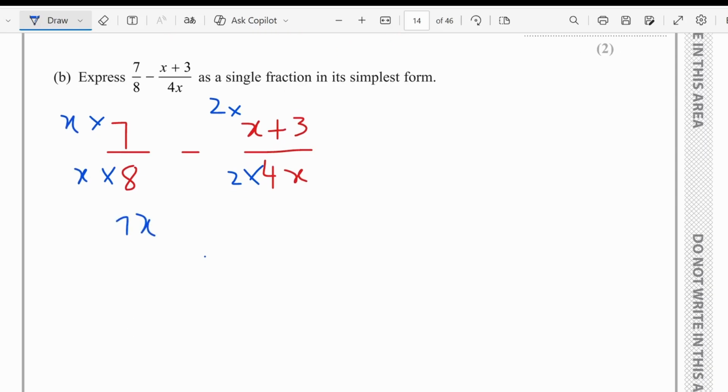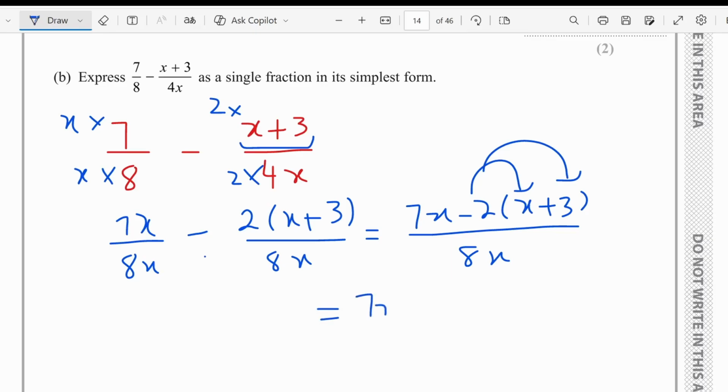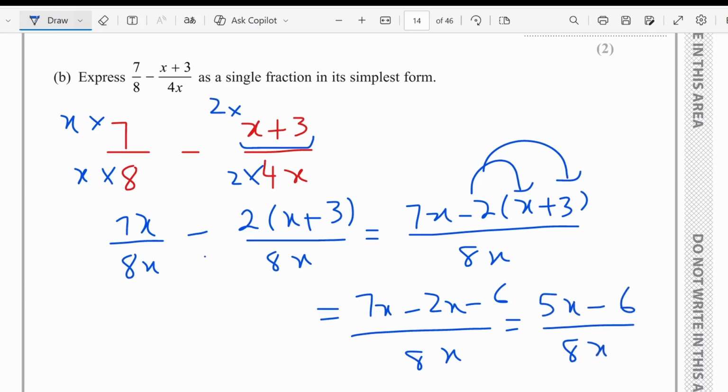We have 7x over 8x minus 2 times, as these are more than one value, so we are going to put the bracket, x plus 3 over 8x. Now denominators are the same, write one time and simplify the numerator values. 7x minus 2 times x plus 3. So this negative 2 is going to multiply with this and with this. So we have 7x minus 2x minus 6 over 8x. That would be 5x minus 6 divided by 8x. So we cannot simplify it further. This is the simplest form of our answer.